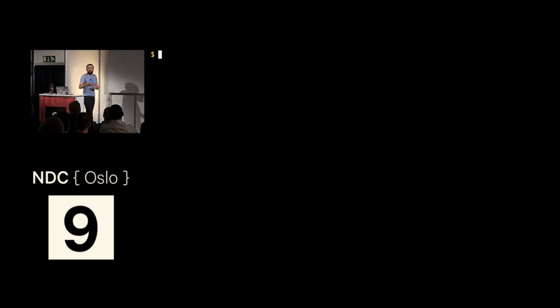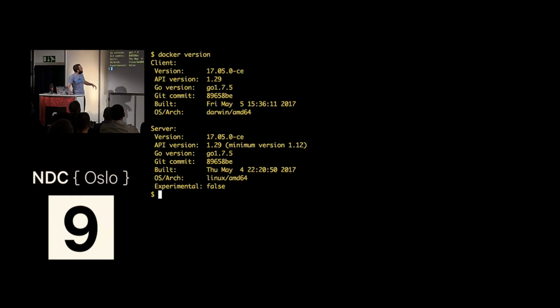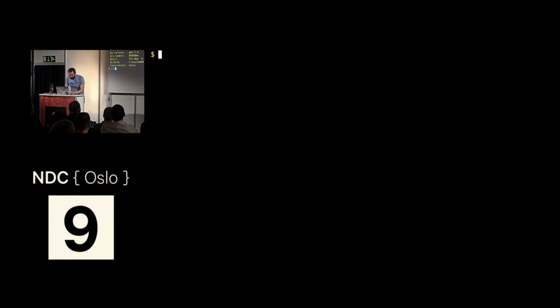To create the swarm, all you do is run docker swarm init on one machine and docker swarm join on the others. I've already done that. If I look at the docker version command, it tells me that my client at the top there is Darwin, so that's running on my Mac. And the remote server that I'm connected to, which is my VM, is Linux. So that's my Linux machine.